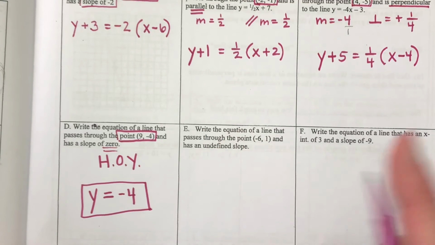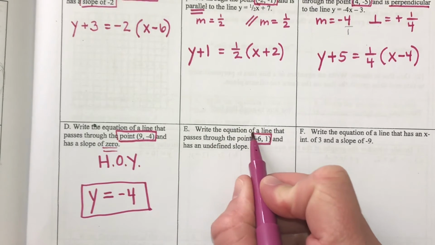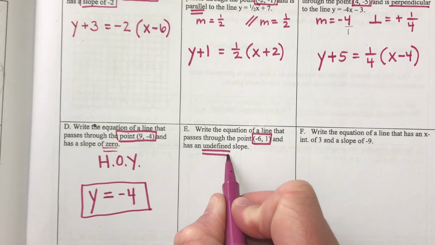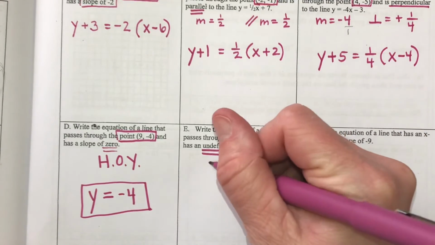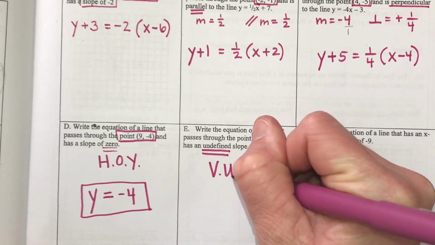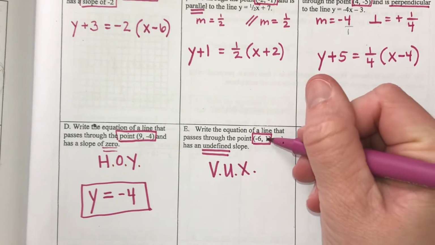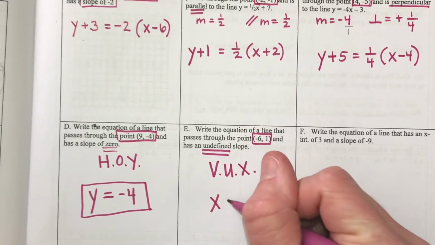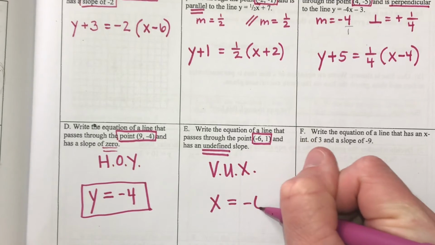In the next one, I'm going to use this point -6, 1, and in this line, I'm going to have undefined slope, which is going to be VUX. And as I'm looking at my point, I know the x value of the point is going to be the number -6.